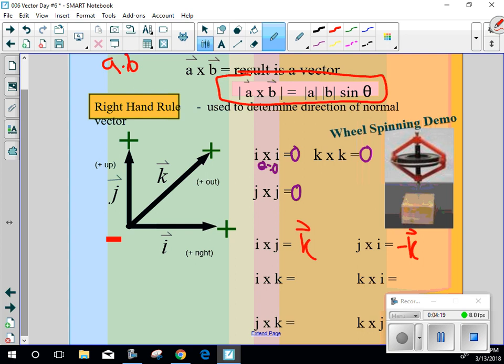Let's do I, and then K is out. So you start here, I, and then you move out. Where's the direction of J, up or down? Down. And how about K? Move it in direction I. What's the direction? This is negative. This will be positive. You try J cross K and K cross J. Just try those real quick.